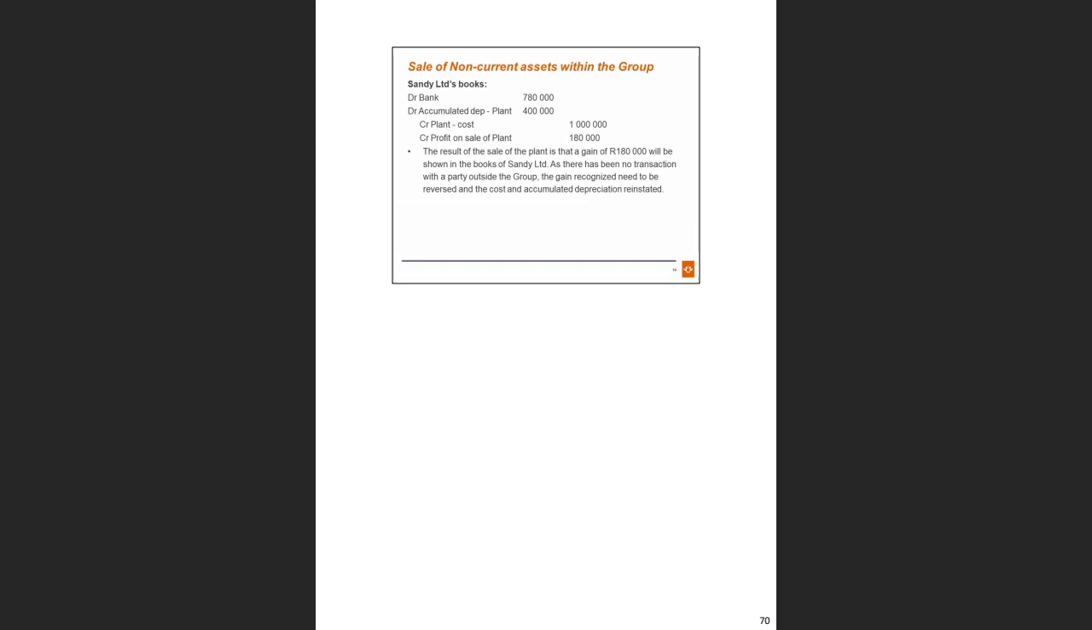It recorded a profit on sale of plant of 180,000 Rand. So the sale of the plant is a gain of 180,000 Rand. Do you agree this will be shown in the books of Sandy? But in the group's books, this gain needs to be reversed because it has happened within the group. The cost and accumulated depreciation will also need to be reinstated.